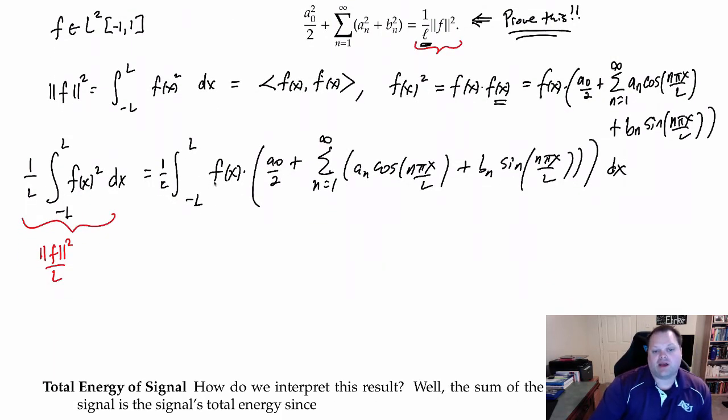I've got f of x can be distributed. In fact, the integral and f of x can be distributed across this sum. So if I distribute it across the sum, what it would end up looking like is a naught over 2L integral from minus L to L of f of x dx. That's the first piece here. So distribute this to this and pull out the a naught over 2.